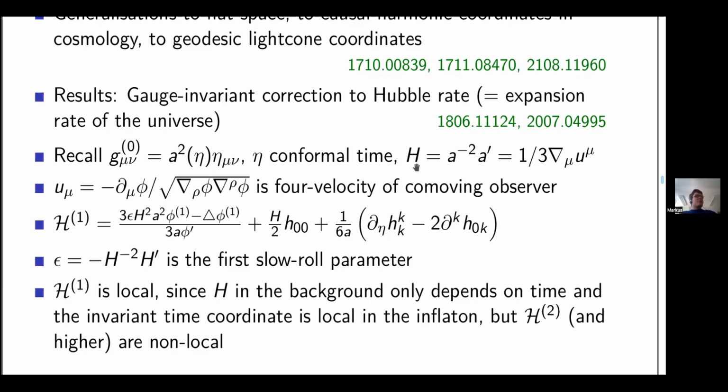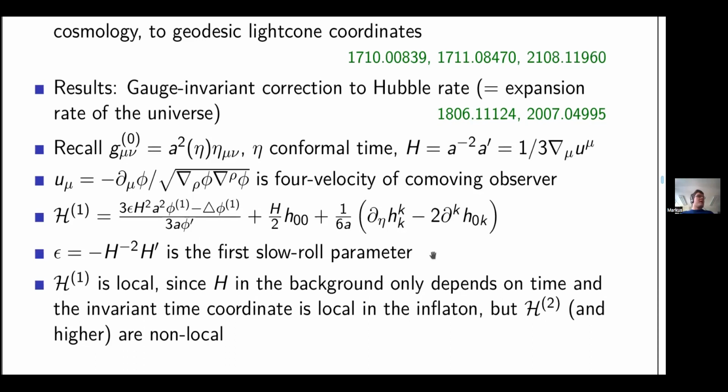And then with this construction, with these invariant observables, one can look at, for example, the first correction. So the first correction to the invariant Hubble rate looks like this. Okay, some expression. It depends on the metric perturbation. It depends on the perturbation of your scalar field. And there's some parameter epsilon here that appears, which is the derivative of H, the so-called first slow roll parameter for cosmology. And here, a nice thing is that H1 is local.